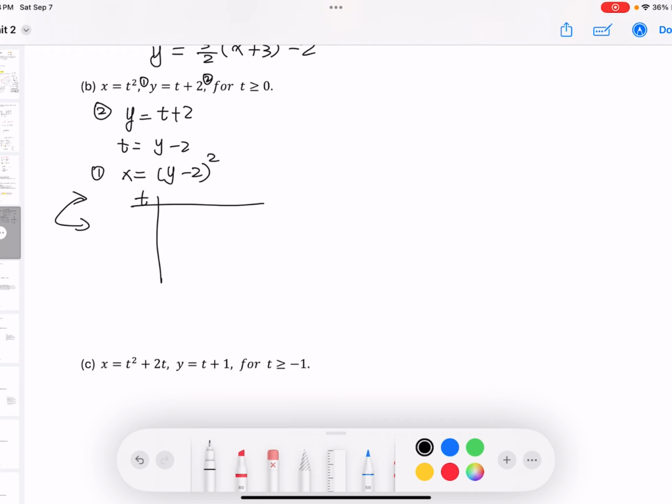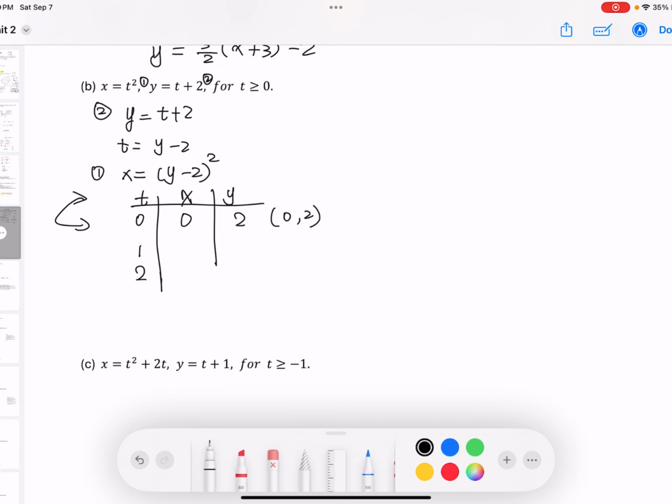So we have t in the first column, x in the second column, and y in the third column. For t, I can pick some easy values, for example t equal to 0, 1, and 2. To find the x value, bring in t equals 0 into the first equation: t squared is 0. Second equation, t plus 2, 0 plus 2. The point is (0, 2).